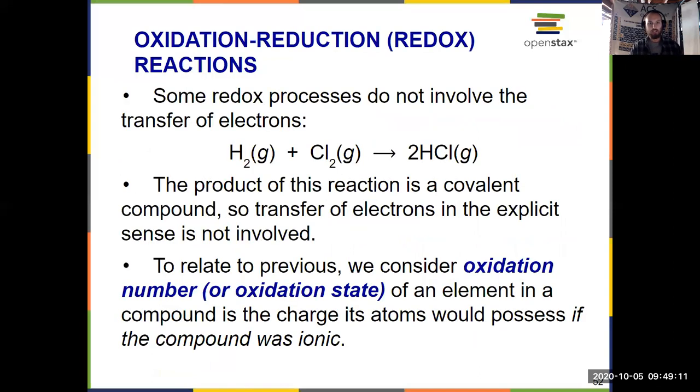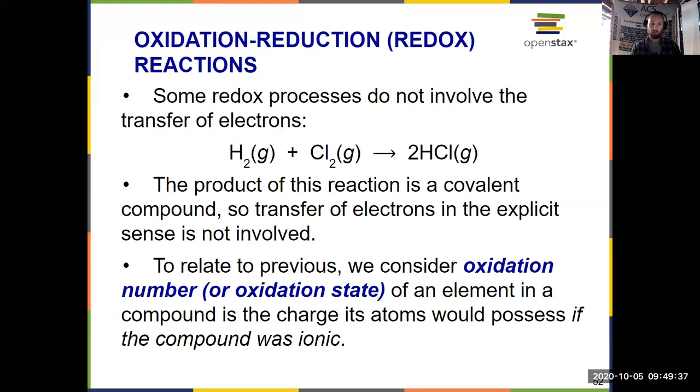Let's look at another example here where we don't have an ionic product, okay? Because we also have redox reactions where we're not fully transferring electrons, right? Rather, we're sharing them because the product in this case is a covalent molecule. So you know it's not a full transfer of electrons to form ions, right? Covalent molecules share electrons in bonds.